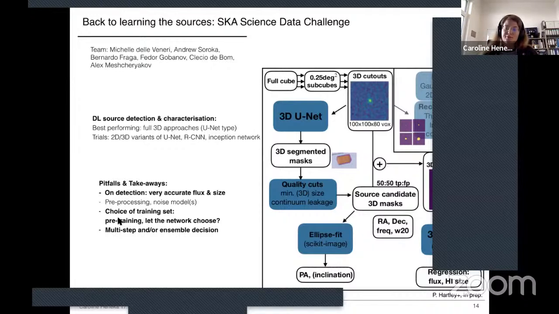So for the source detection, this really depends a lot on how you pre-train and how you choose your training set. This is very sensitive, yes.